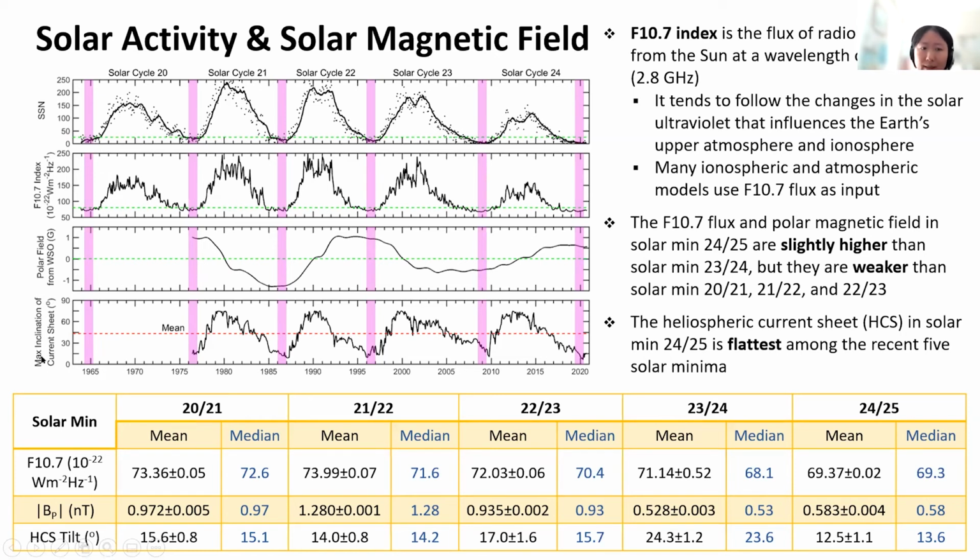And this one is the maximum inclination of the heliospheric current sheet. It is flattest among the recent 5. Of course, I know this can vary depending on how you fit it and which magnetic field data you use. But it's a good reference, and it has a long-term record.